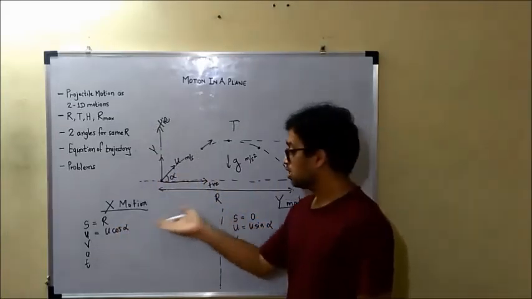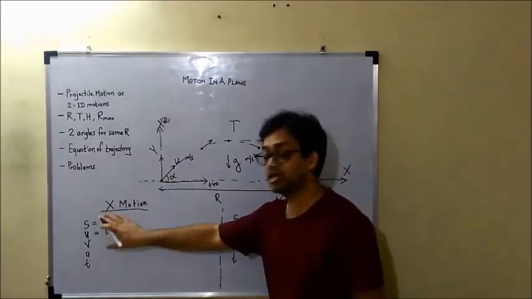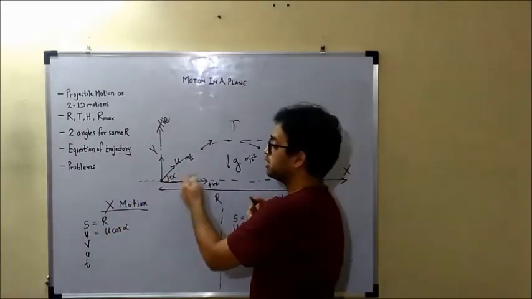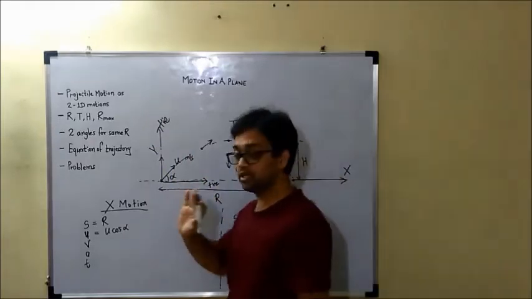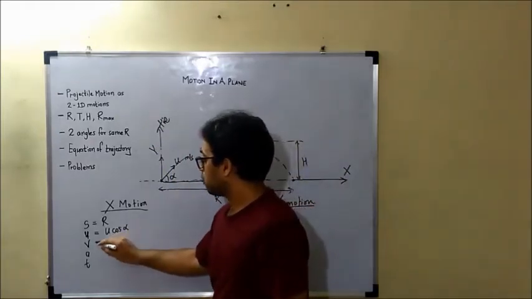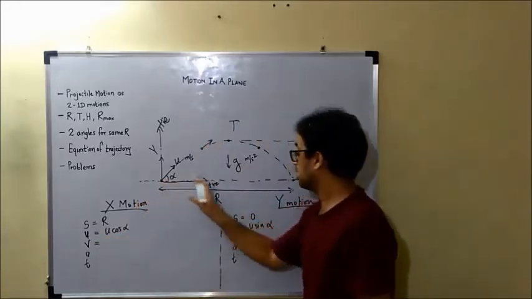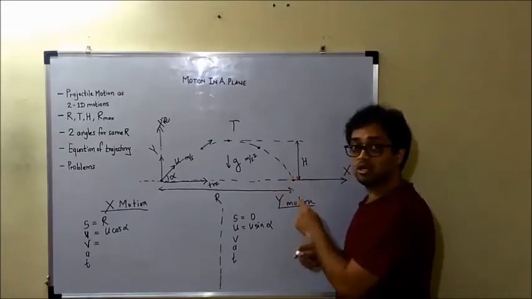Check the signs. Here the range is horizontally towards the positive x direction, so I should write it as plus r only. U cos alpha, u sin alpha. U cos alpha is rightward, u sin alpha is upward, which are both in the positive direction. So I did not put a negative sign anywhere. Now the final velocity in the horizontal direction, that is the x direction, final velocity, that is when the ball is here, almost just about to touch the floor.